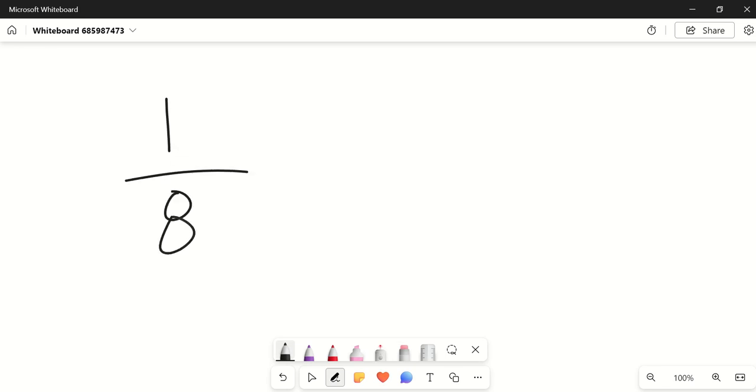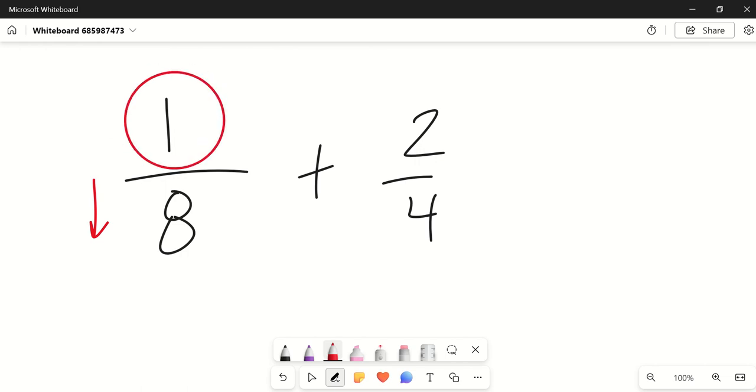1/8 plus 2/4. Now, there are two ways of looking at this. One, I can convert down. So I could make this 8 become 4, but unfortunately, I have a 1 in the numerator spot. In order to make that 8 become 4, I'd have to divide it by 2. I can't divide 1 by 2. Therefore, I'm not going to be able to make this a denominator of 4. So no scaling down on this one, but I can scale up.